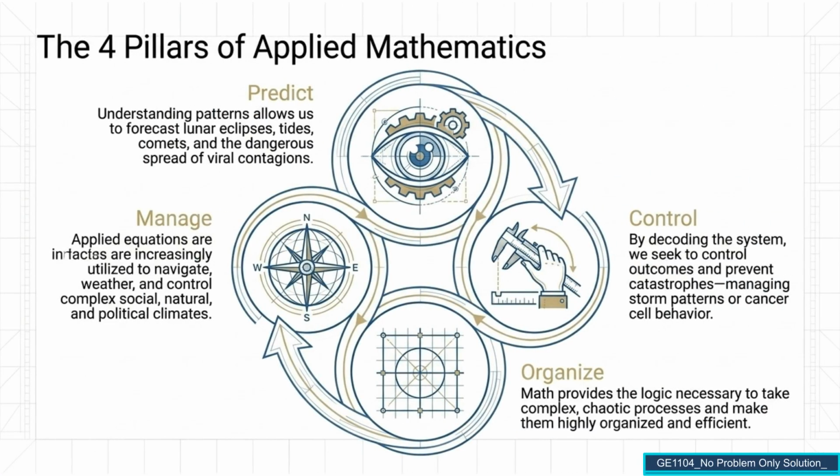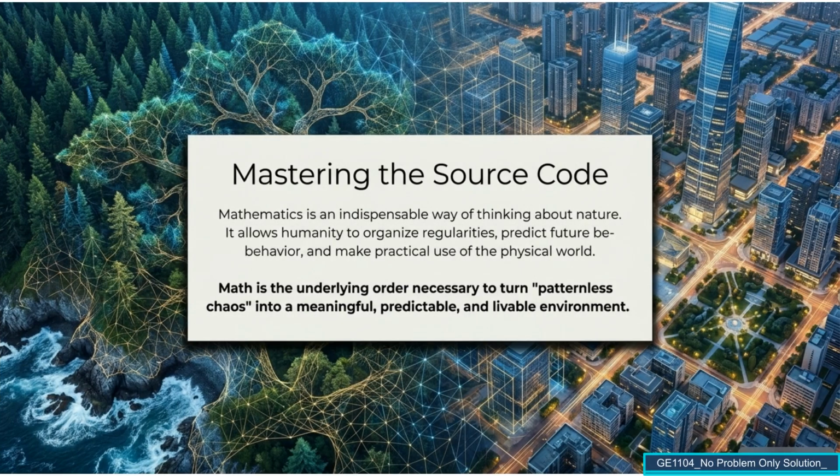The 4 pillars of applied mathematics — predict, manage, control, and organize — allow us to navigate complex systems like weather and social climates. By mastering these codes, we turn chaos into a predictable environment, making mathematics an indispensable tool for understanding our world.